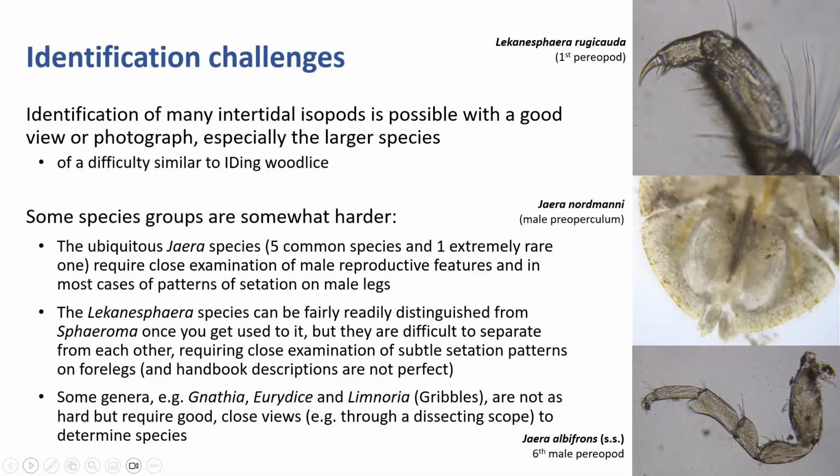This is just the sixth leg of a Jaera species. The Jaera are about 3 millimeters long, so you can imagine this is a tricky operation. And this bulge here tells you which species it is. Very easy to identify when you look at it.